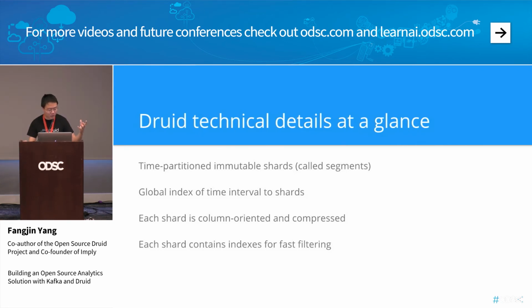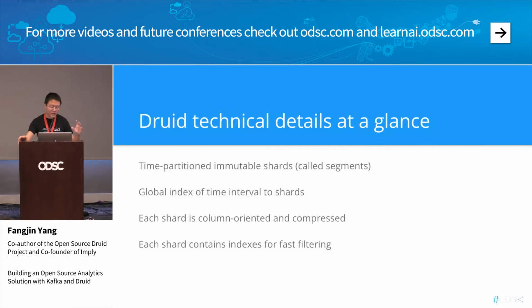At a very high level, Druid takes raw data, indexes it, and creates immutable time-partitioned shards called segments. A segment is basically a global index of a time interval to some mapping of data. What that means, at a very high level, is that Druid is very good when you have a timestamp and are filtering on exactly the data that matches a time interval and maps to a very specific set of queries.